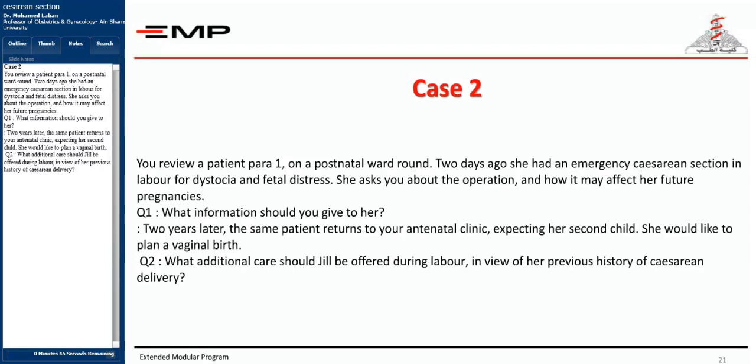Case 2. You review a patient, Para 1, on a postnatal ward round. Two days ago she had an emergency cesarean section in labor for dystocia and fetal distress. She asks you about the operation, and how it may affect her future pregnancies. Q1. What information should you give to her? Two years later, the same patient returns to your antenatal clinic, expecting her second child. She would like to plan a vaginal birth. Q2. What additional care should she be offered during labor, in view of her previous history of cesarean delivery?